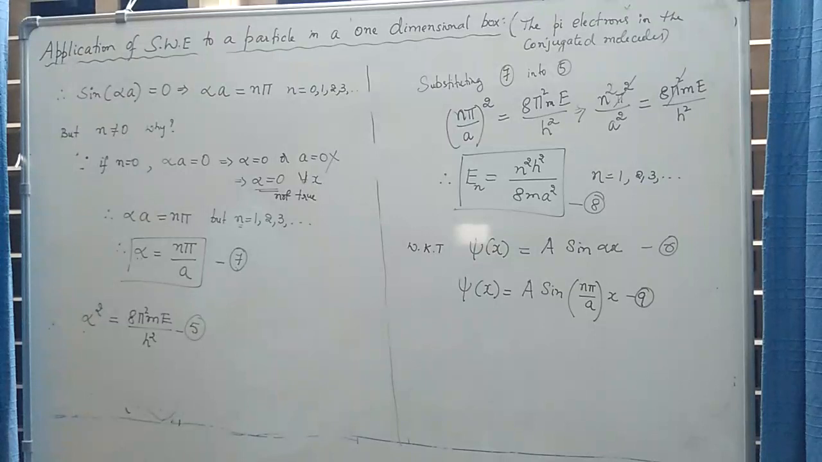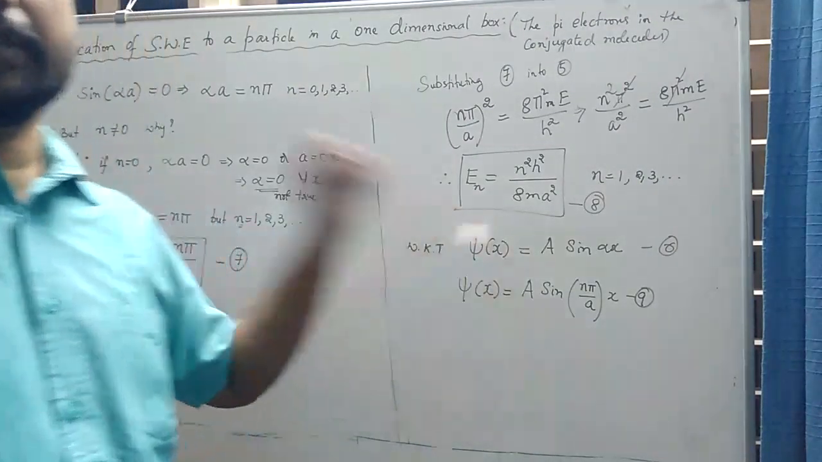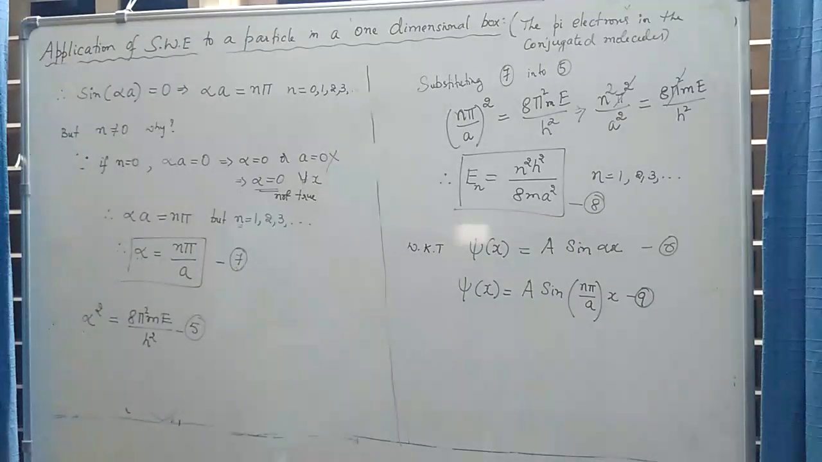But the expression is not yet complete because we still don't know the value of A. So how to find out the value of A? We have exhausted both the boundary conditions.